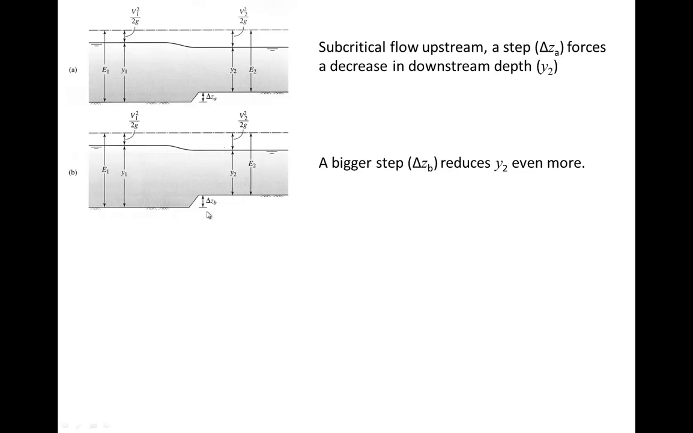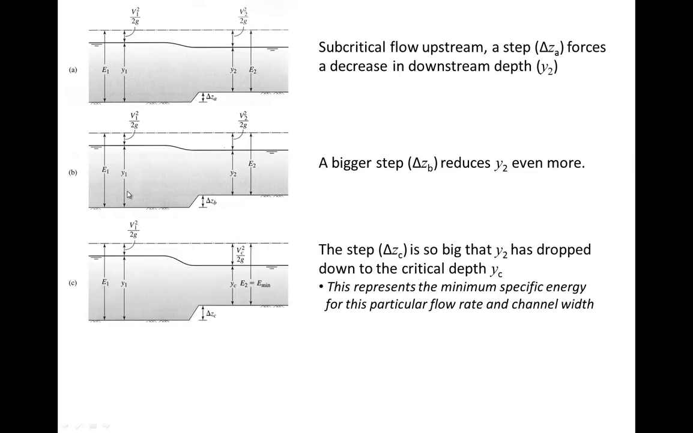A bigger step means that there's going to be a reduction even further in the flow depth at 2. So we're getting close to the maximum amount of delta Z that could be tolerated by the flow before choking occurs. And that's where we're at now, some critical point where the flow depth at 2 has been decreasing and decreasing until it gets to the critical depth.